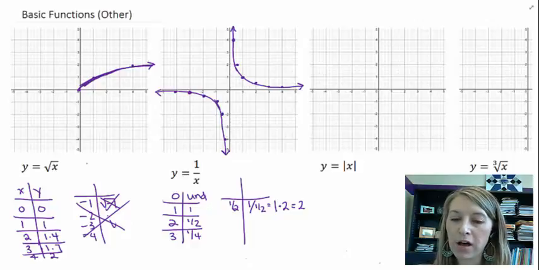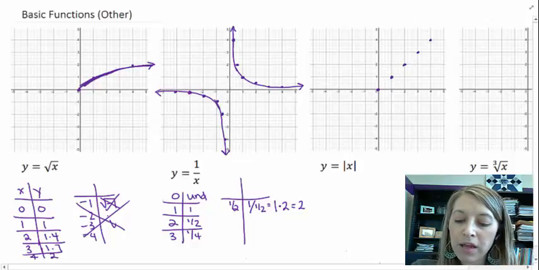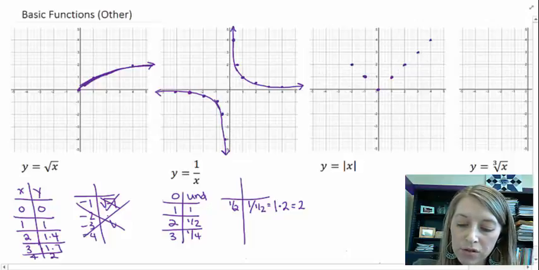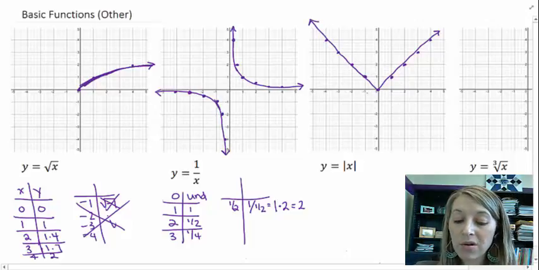Y equals absolute value of x. Remember, absolute value just makes things positive. So 0, 0. If I plug in positives, all of my numbers are going to stay positive. If I plug in a -1, I'm going to get the positive version of it, which is 1. So -2, 2, and then whatnot. And so the shape of the absolute value graph is actually a V shape. Notice I don't get anything down here because absolute value is going to make things positive. So I should never have any negative values on this graph.